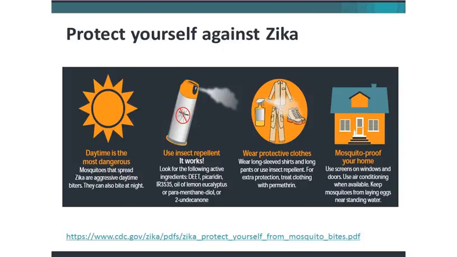But by maintaining the integrity of your homes, mosquito-proofing especially, and keeping doors closed, this can be very useful in keeping those mosquitoes that are potential vectors out of your house. Next slide.